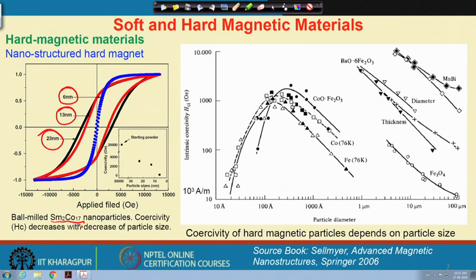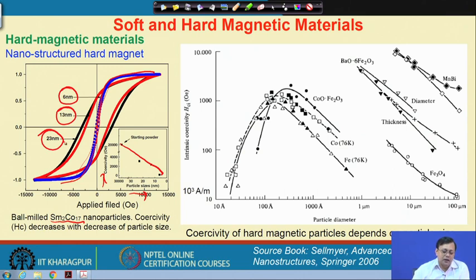Here people observe that at 6 nanometer the behavior is almost like an amorphous material, where it is so soft that the coercivity value is very low. If you plot coercivity versus particle size, it keeps on decreasing, almost reaching close to 0. Whereas, in case of 13 and 23 nanometer particles, you can see that there is a finite value of Hc.